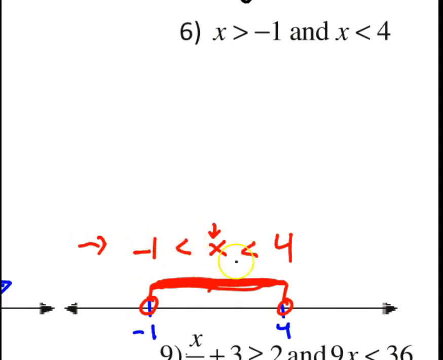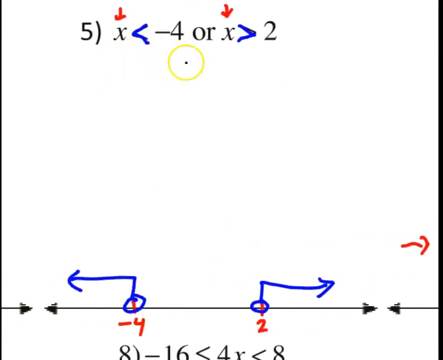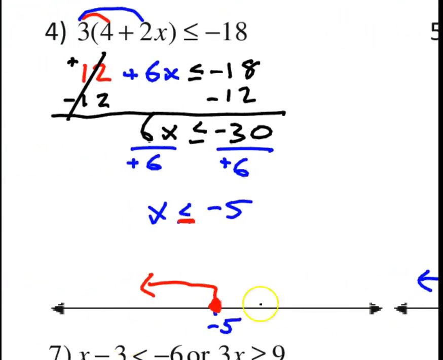And you only have this special way of writing the answer when you have an and. So you notice we didn't do that for or. We just left it alone. There's no special way of writing the answer. Okay, let's keep going.